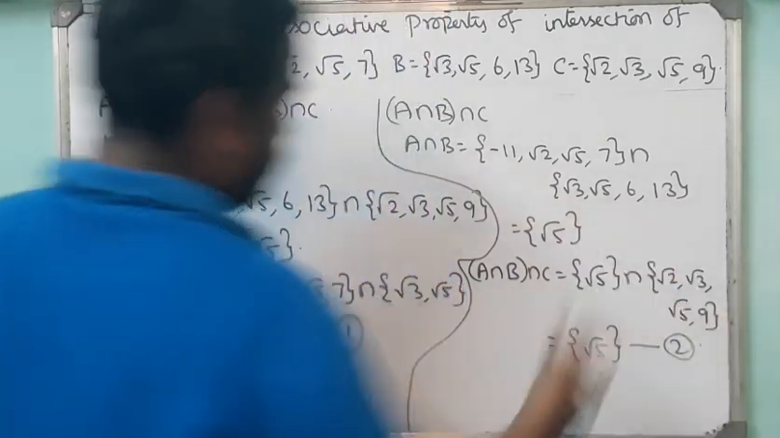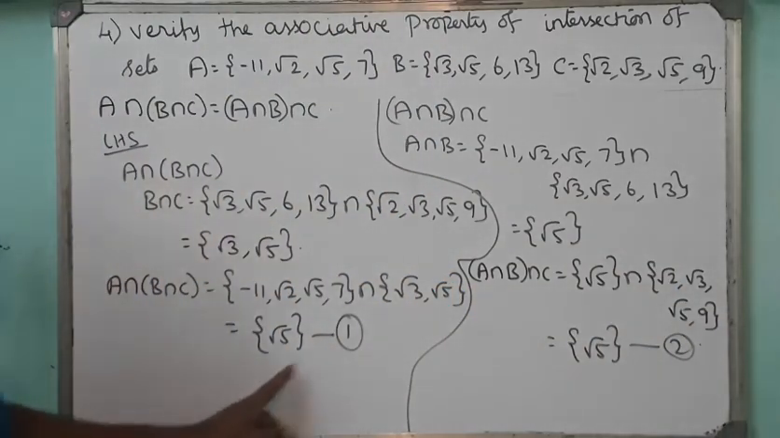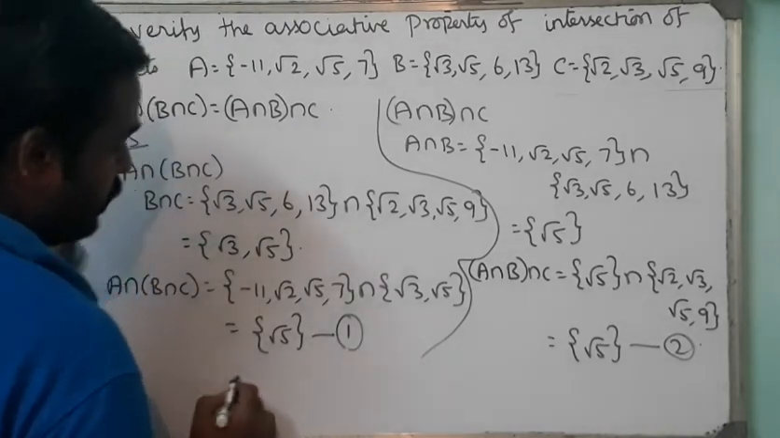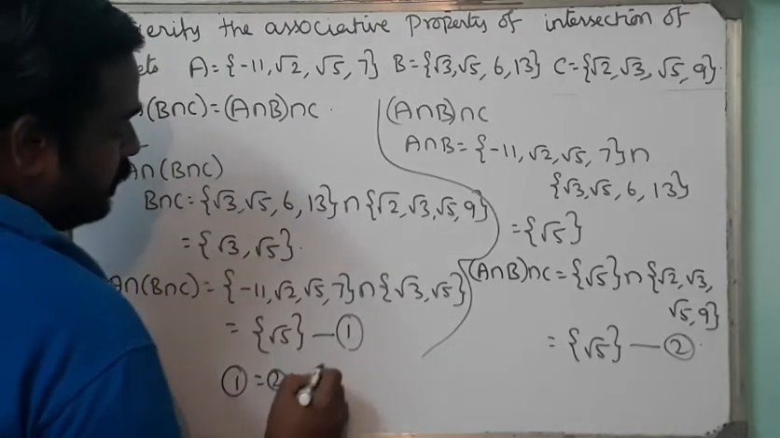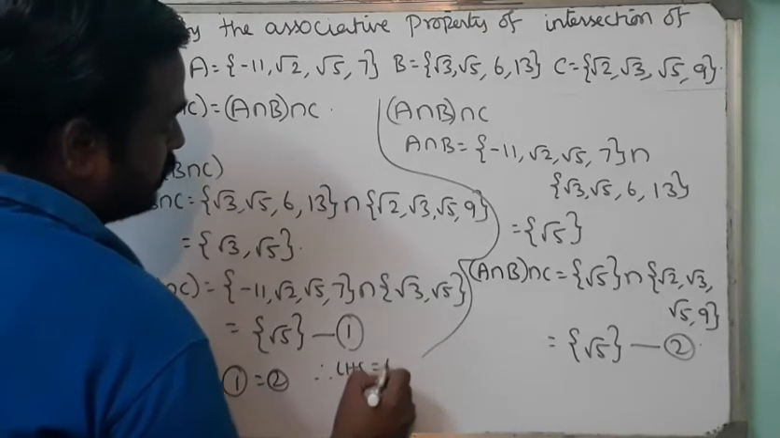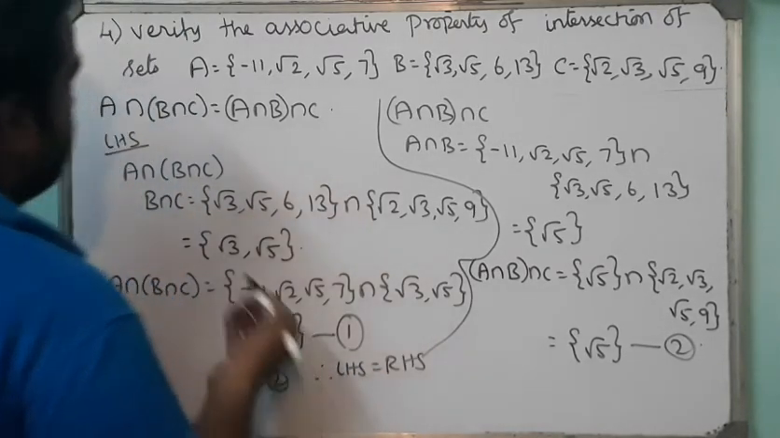Take this as equation number 2. Now check out the LHS. The final answer is root 5 and in the RHS the final answer is root 5. Therefore 1 equal to 2. Therefore LHS equal to RHS. You can write the final answer.